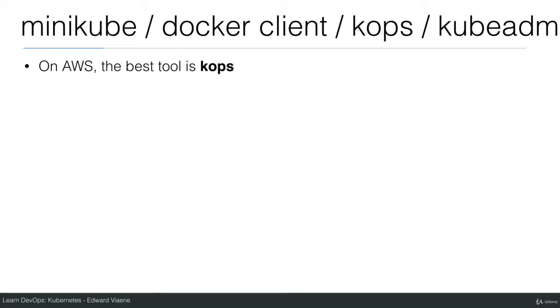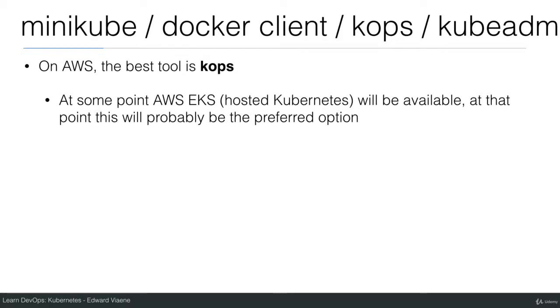On AWS, the best tool is Kops. At some point, AWS EKS, the hosted Kubernetes, will also be available. At that point, this will probably be the preferred option. With a hosted solution, you don't need to maintain the masters. With Kops, you own all the infrastructure, so you also need to maintain the masters.